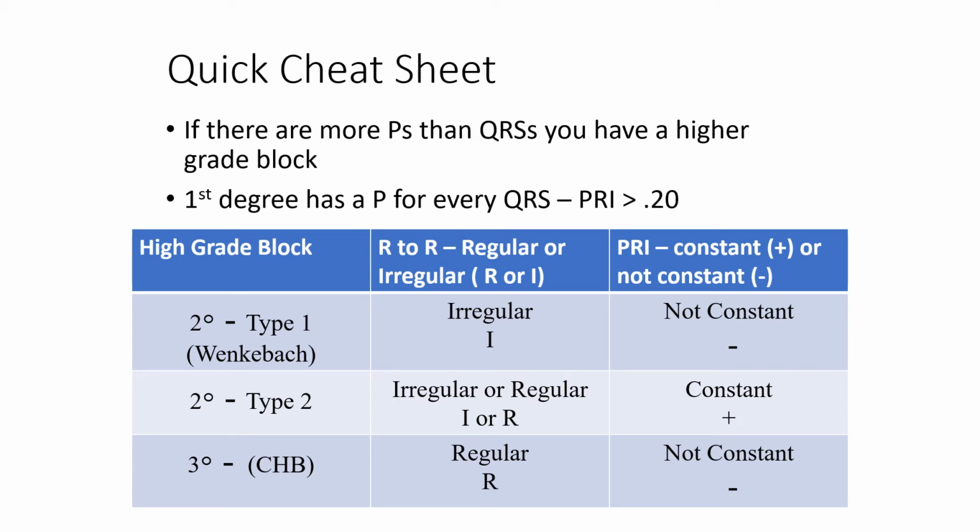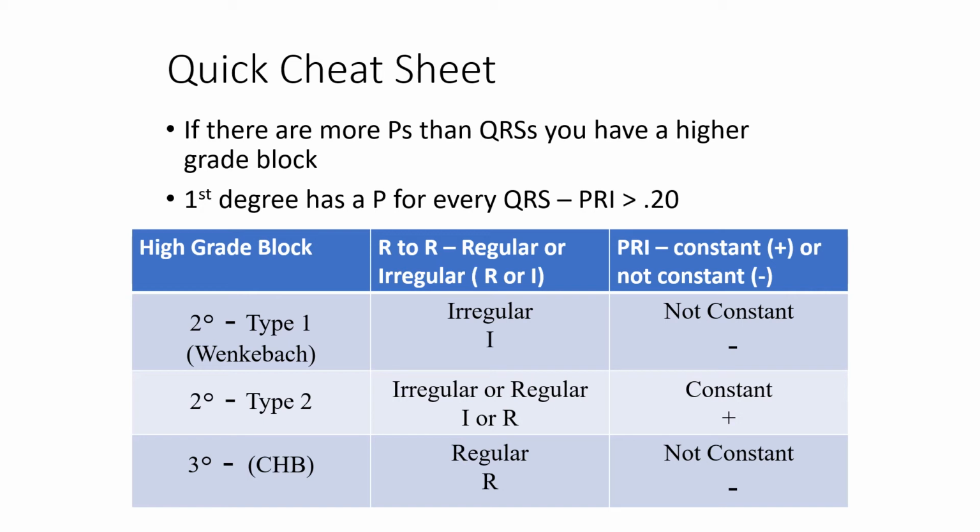In second degree type 2, it can be two ways. It can be irregular or regular, and the PRI is always constant. Remember, this is in higher grade blocks when there's more P's than QRS's. And third degree, your R to R is always regular, and your PRI is not constant.